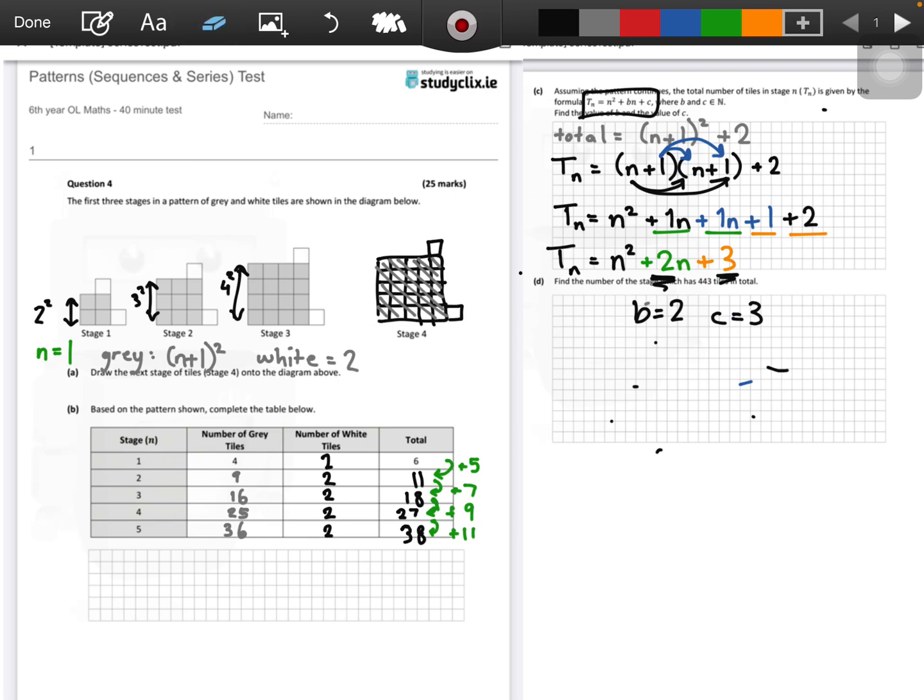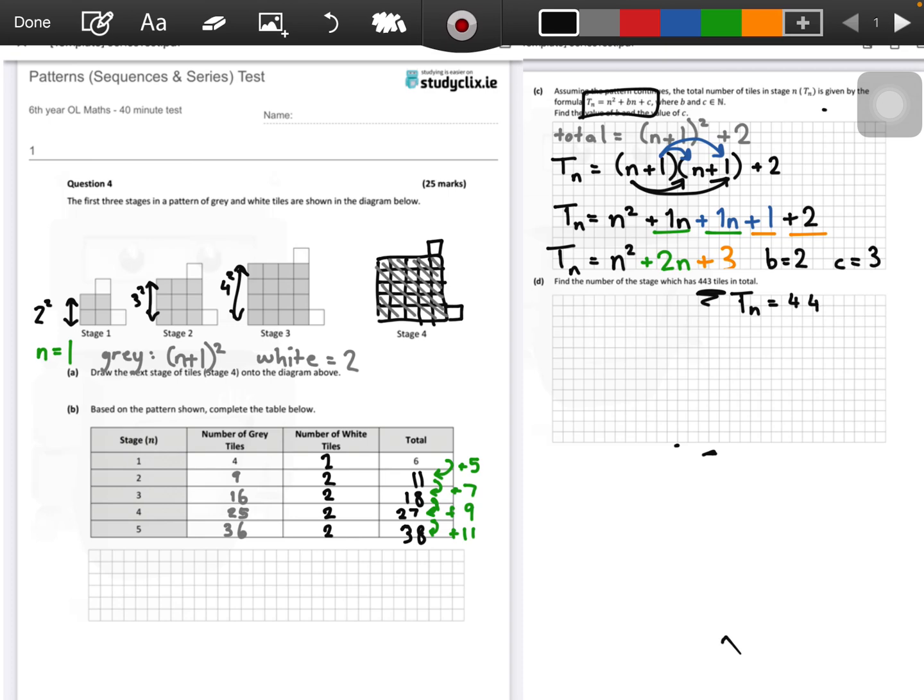Okay, so there were our 2 ways of doing it out. I'll just write them a little bit neater up here so that we can move on. So b was equal to 2 and c was equal to 3. And then it says, find the number of the stage which has 443 tiles in total. So this 443 tiles in total means that t of n is equal to 443. Find the number of the stage means that I am finding n.